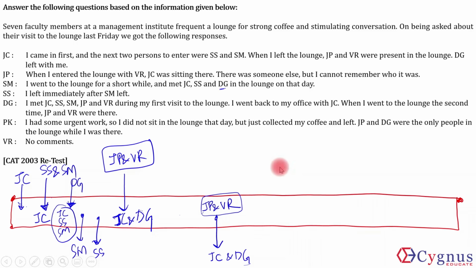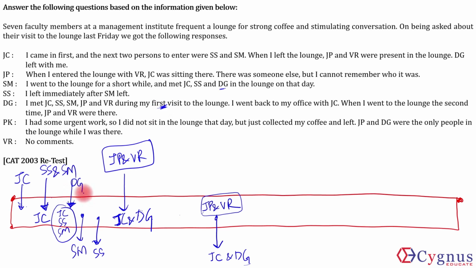Okay. Now let's look at DG's statement. "I met JC, SS, SM, JP and VR during my first visit to the lounge." See, DG comes in at this point and goes out at this point during the first visit. He said "first visit," which gives us a hint that DG will again come into the lounge.